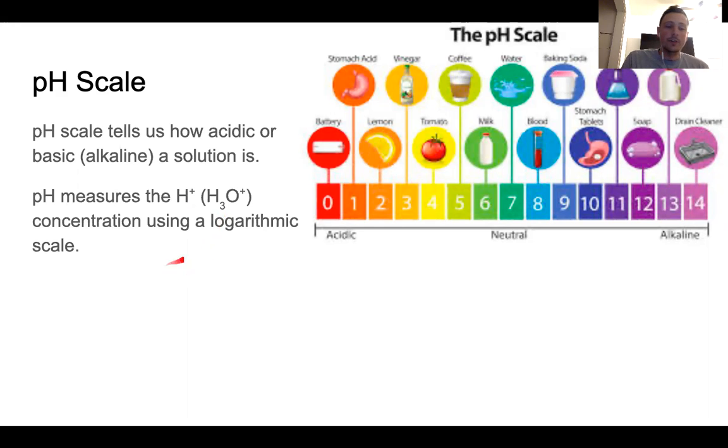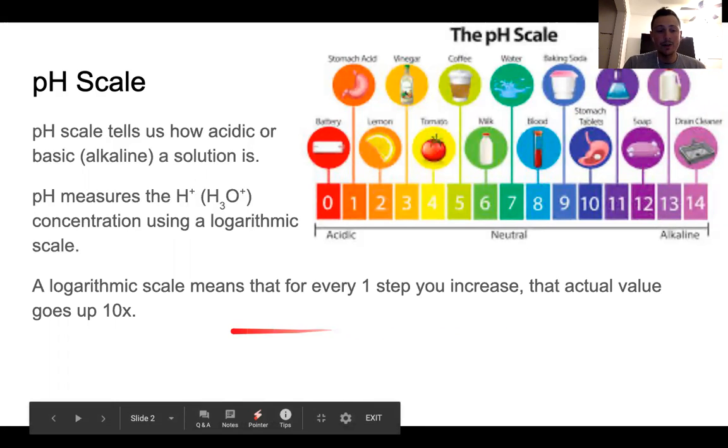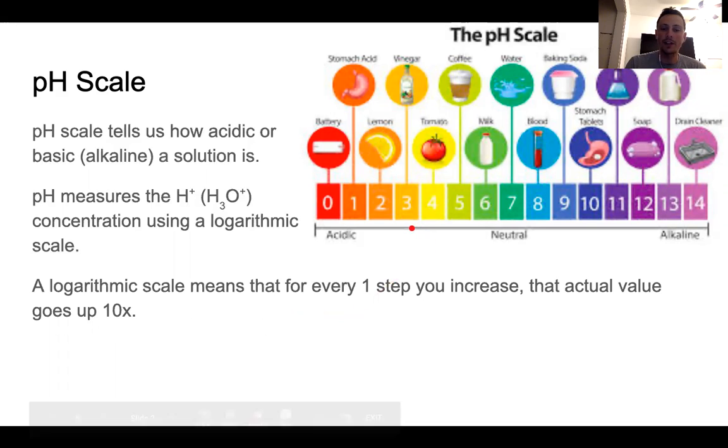And it measures these concentrations using what we call a logarithmic scale. So you guys have probably seen log on your calculators before. Log stands for logarithm. And what a logarithmic scale means is that for every one step you increase on that scale, like going from 1 to 2, 2 to 3, 7 to 8, you're not increasing by a value of 1, you're actually increasing by a magnitude of 10, or 10 times. So going from a pH of 3 to a pH of 2 is actually 10 times as acidic as it was before.